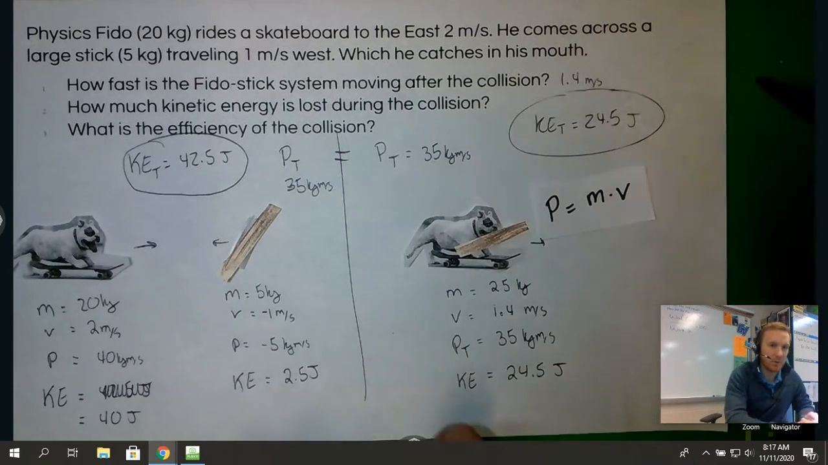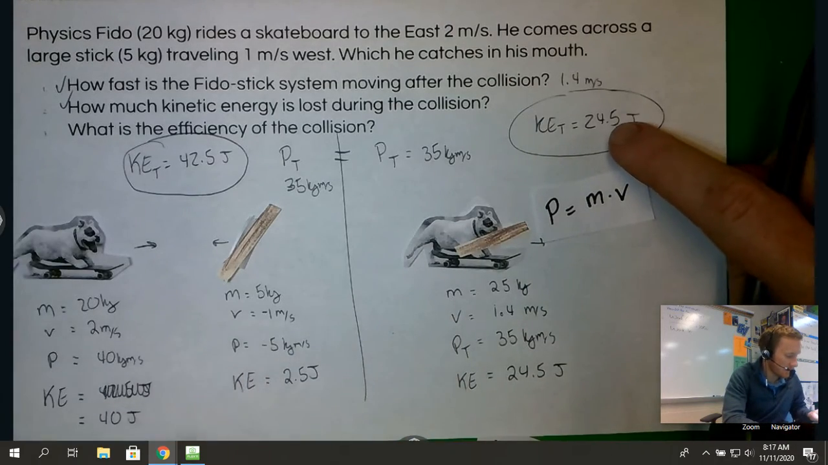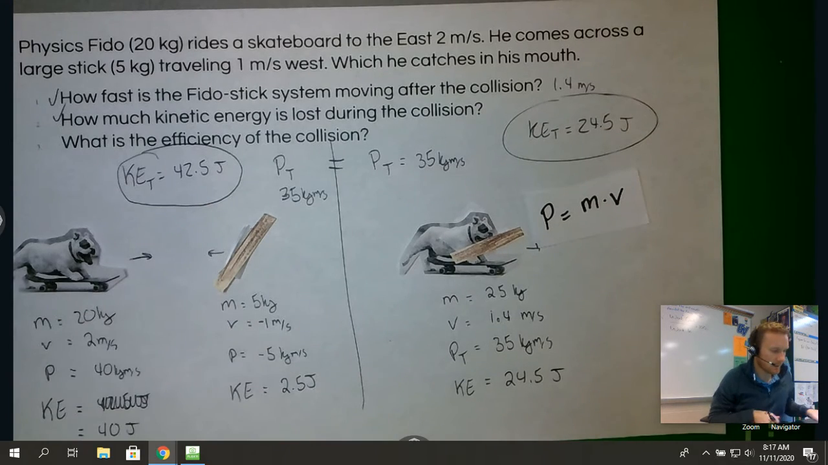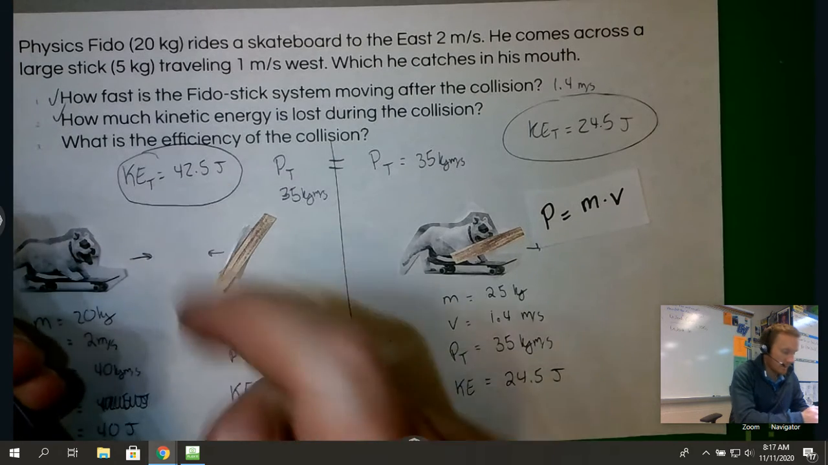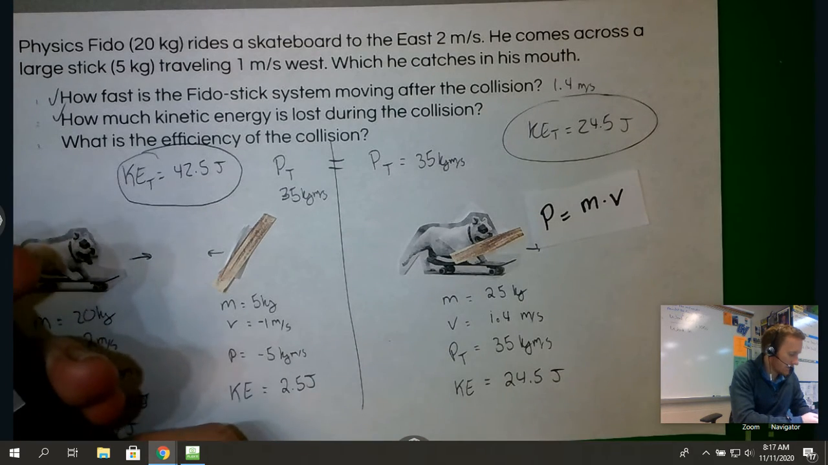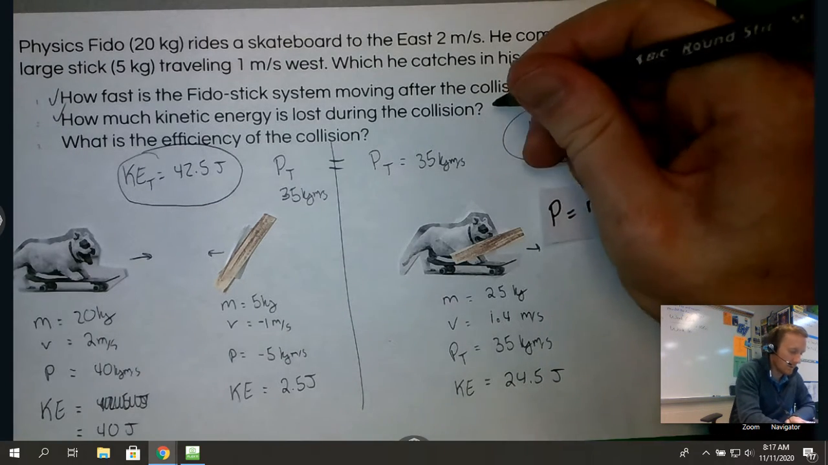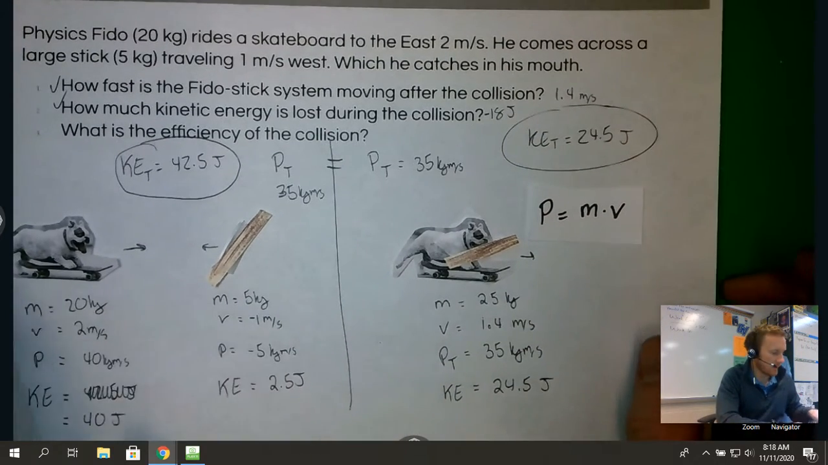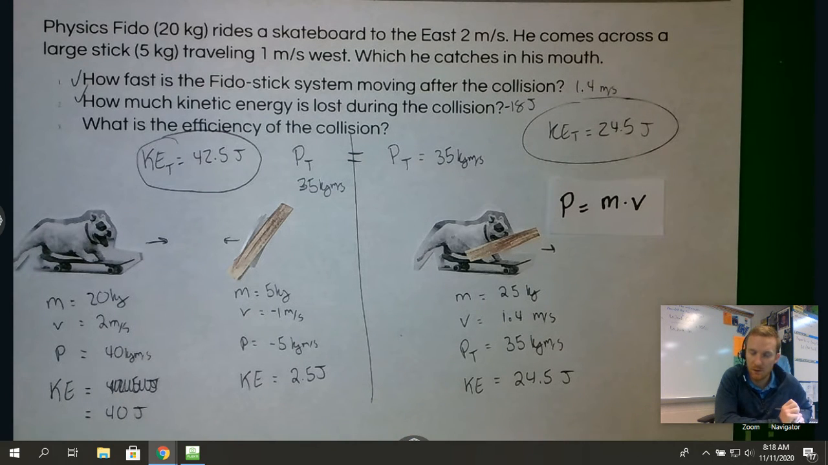All right, so we've got that one figured out. We got their speed, we got the kinetic energy. So now we want to figure out how much we lost. Here was our starting energy, here was our final energy. To figure out how much we lost, we're just going to take 42.5 minus 24.5, and we're getting 18 joules. So overall, we've lost 18 joules, which makes sense, because we started off with two objects with a lot of motion, and then the overall velocity was reduced. If we lose some velocity, we're going to lose some kinetic energy.